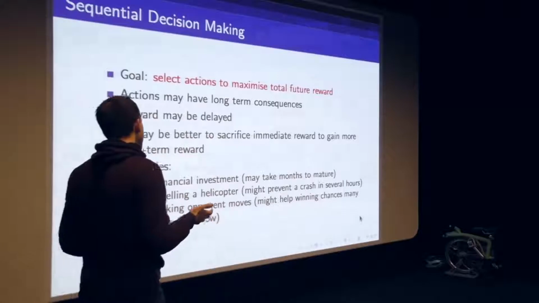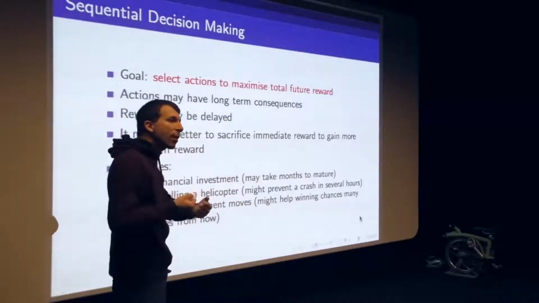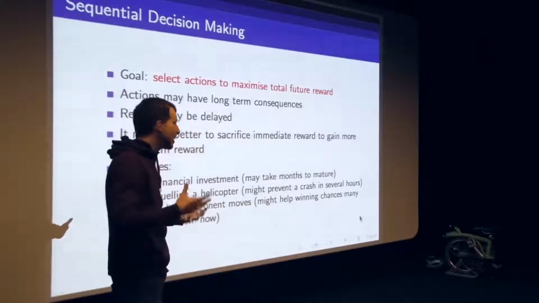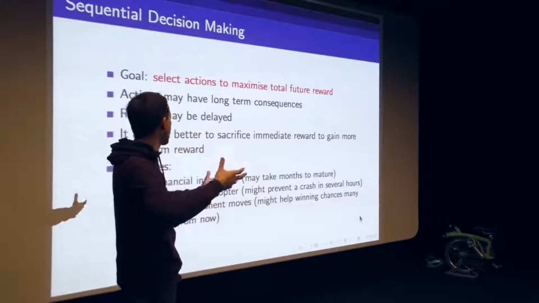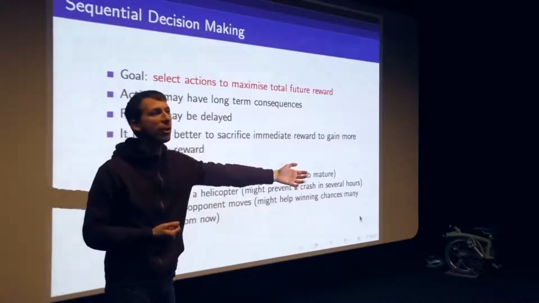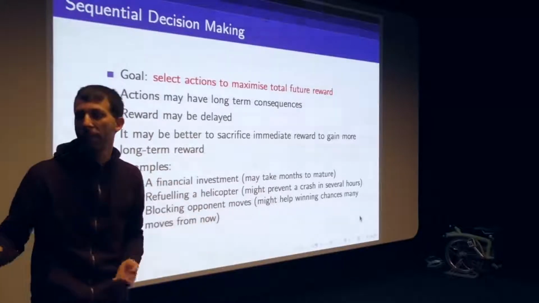Or if you're playing a game of backgammon or chess, you might want to choose a move which doesn't look like it's going to make you immediate gains. You don't take the opponent's queen, but instead you do some strategic thing which helps you much later on, because you think that blocking your opponent now might help you do better later on in the game.